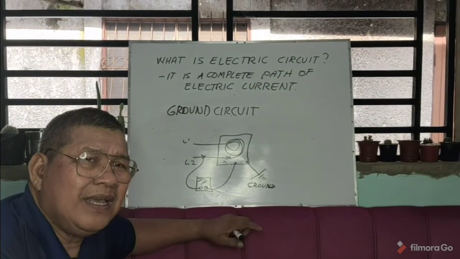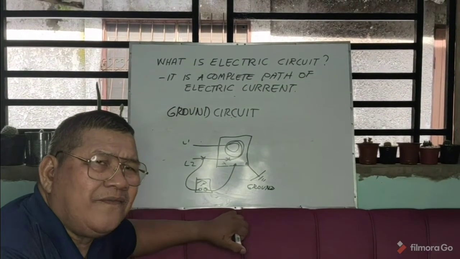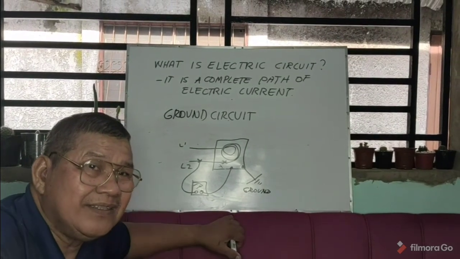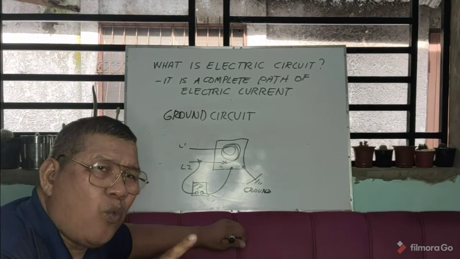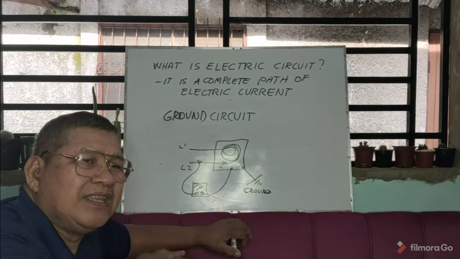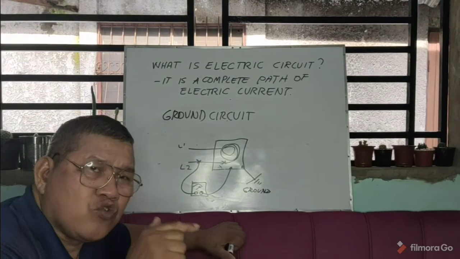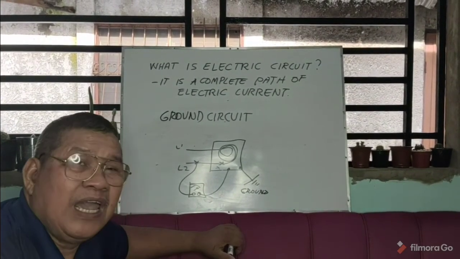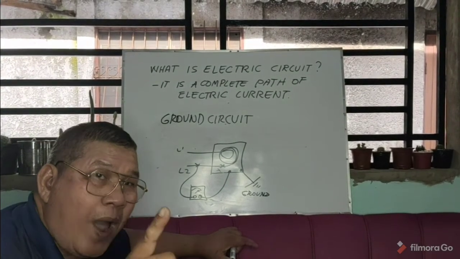Okay? While in the series circuit, all consuming devices are connected in one line. If one lamp or one consuming device is defective, then the rest of the lamps or the rest of the consuming devices connected in series circuit are all off. Meaning to say, wala na mo function. But remember, there is only one that is defective.